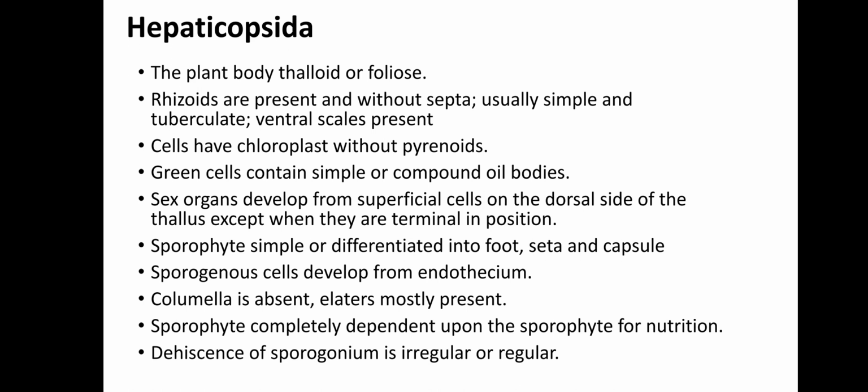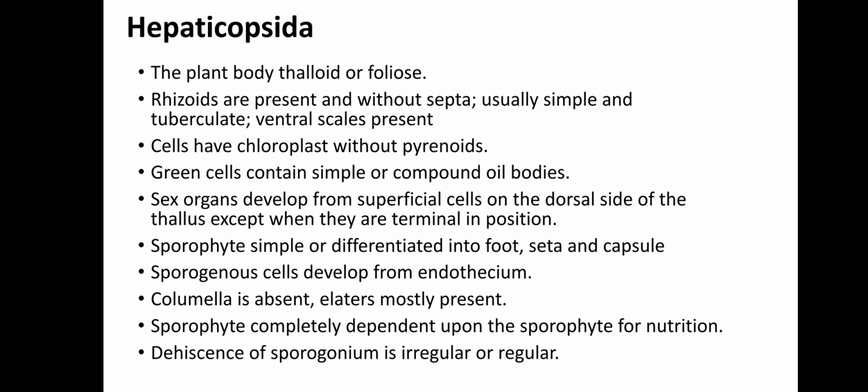Sex organs develop from superficial cells on the dorsal side of the thallus, except when they are terminal in position. Sporophyte is simple and differentiated into foot, seta and capsule. Sporogenous cells develop from endothecium. Columella is absent. Generally in higher bryophytes, one sterile part is present in the sporogonium, which is the columella, that is totally absent in the case of Hepaticopsida. But elaters are present. Elaters help in spore dispersal.